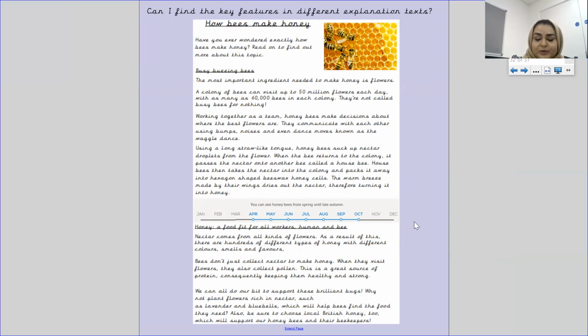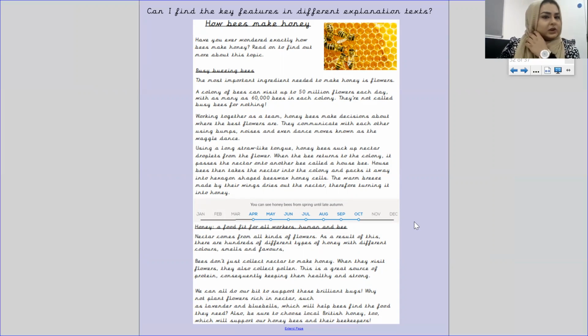Bees don't just collect nectar to make honey. When they visit flowers, they also collect pollen. This is a great source of protein, consequently keeping them healthy and strong. We can all do our bit to support these brilliant bugs. Why not plant flowers rich in nectar, such as lavender and bluebells, which will help bees find the food they need? Also, be sure to choose local British honey too, which will support our honeybees and their beekeepers.